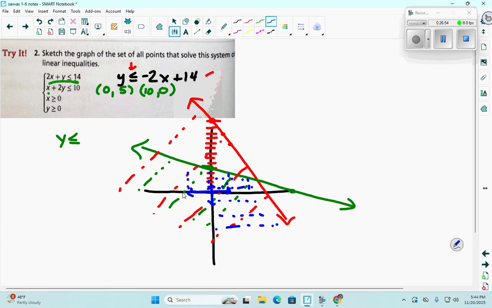So if I'm constraining them within this, the area that is the darkest shaded with all of them is going to be this location right here. So that is my constraint. Below, to the right, and up above.